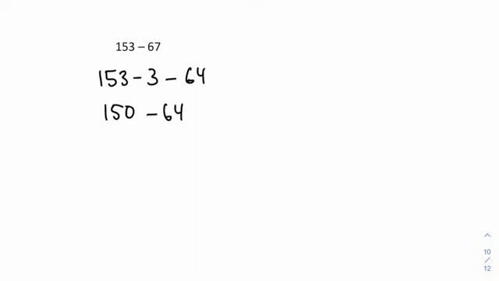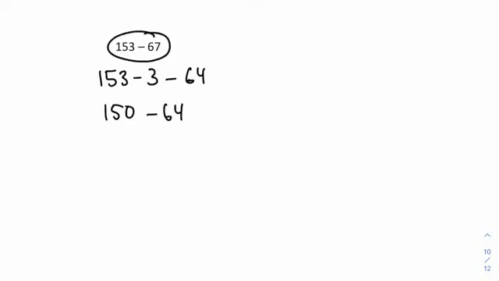153 minus 67. You could do similar things here. You can say, okay, I'm going to remove in pieces. I'm going to remove 3 first. So 153, let's remove 3 first. That means I'm going to have to remove 64 later. So that gives me 150 minus 64.